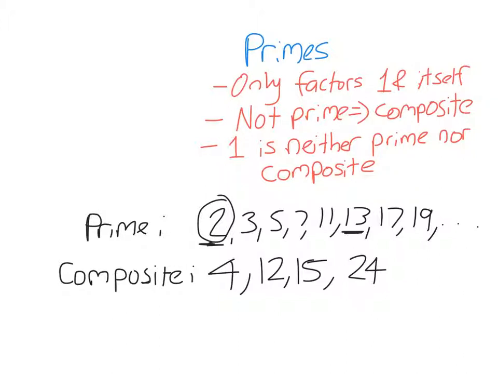Now, 1 is neither prime nor composite because 1 only has 1 factor, whereas prime numbers have exactly 2 factors. So if you want to see whether or not a number is prime, you need to determine whether it has factors other than itself or 1. Now we're going to look at prime factorizations. So once again, please pause and copy down if you need.